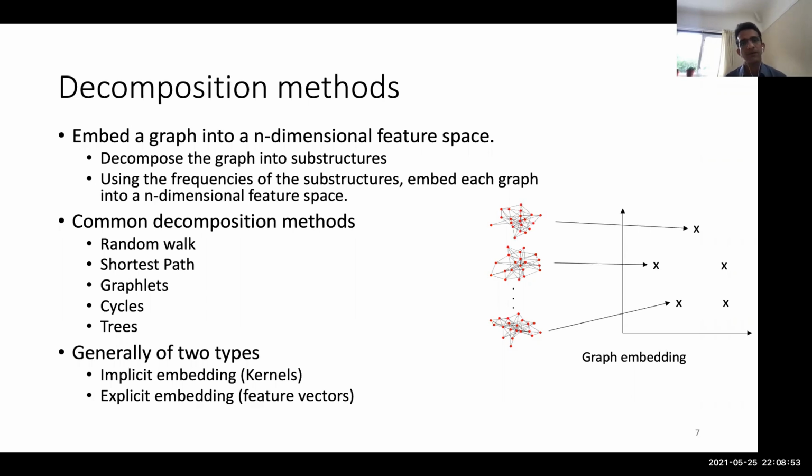Decomposition methods decompose the graph into smaller substructures and then use those substructures to embed the graph in some low-dimensional feature space. Common approaches use random walks, shortest paths, or graphlets, cycles, trees, etc. And there are generally two types of decomposition methods. One is called implicit embedding and one is explicit embedding.